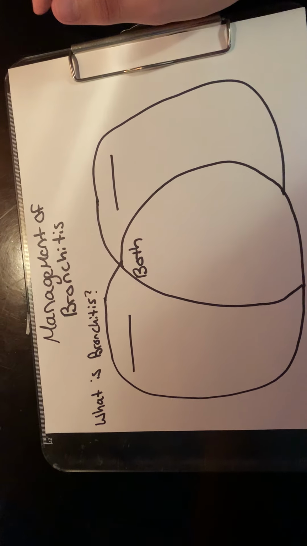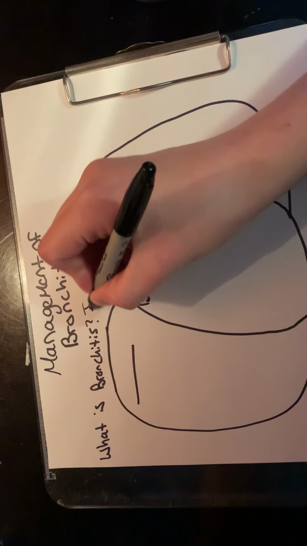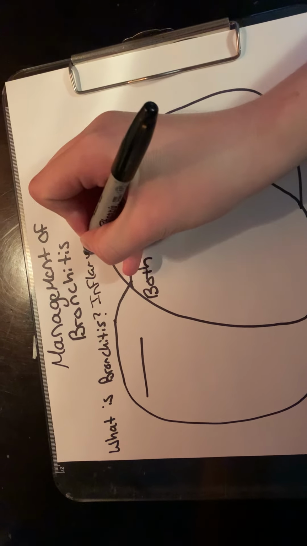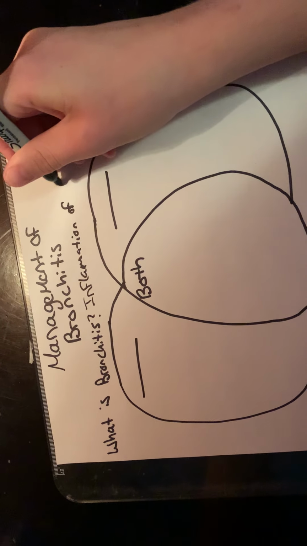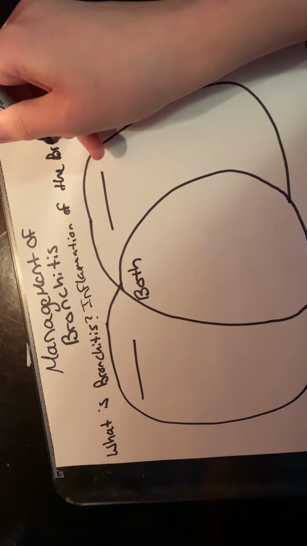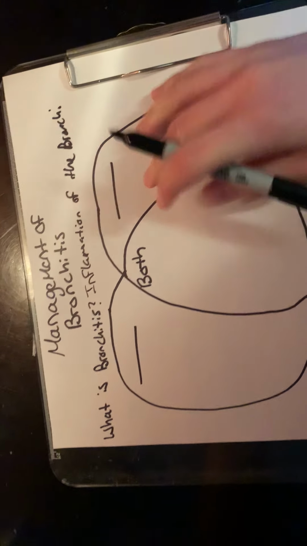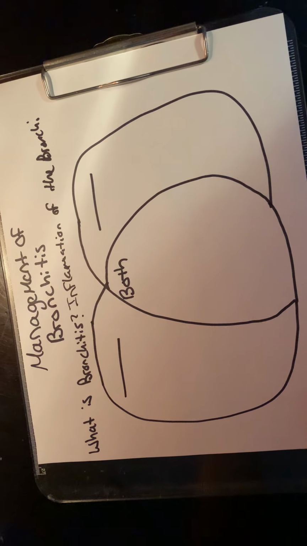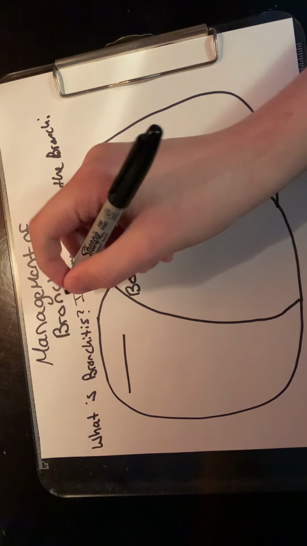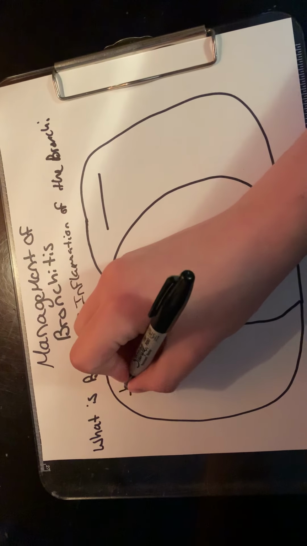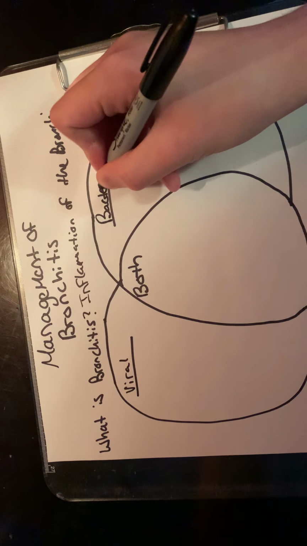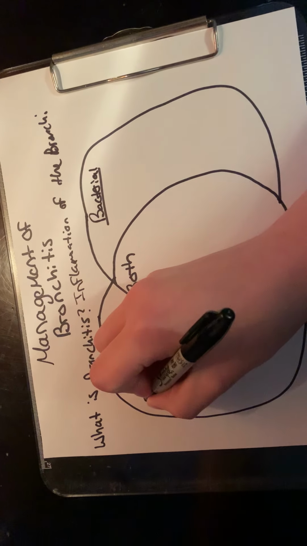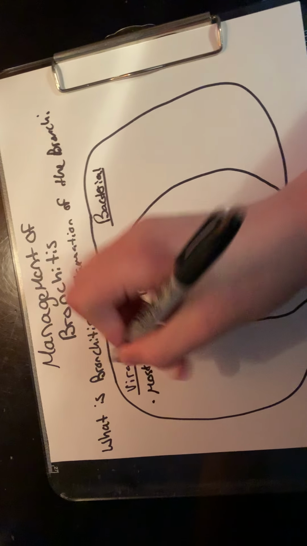All right, so what is bronchitis? Bronchitis is the inflammation of the bronchi. So that's the large tubes in the lungs. All right. So there's two types. You can have viral and bacterial. So viral is most common.